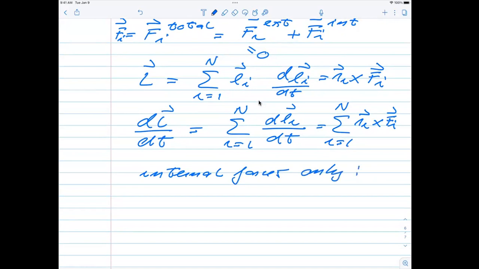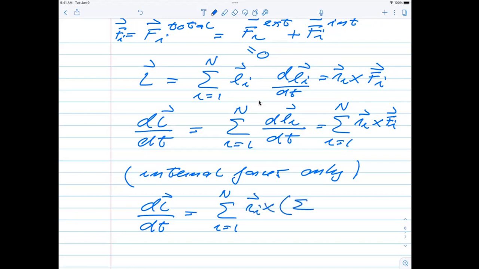So what happens then is that this quantity which we have, this dL/dt, is now going to be equal to a sum over i equal 1 up to n, and I'm going to have an r_i, and we take the cross product, and we are going to have this sum over j not equal to i up to n, and then we have the sum over all these internal forces.